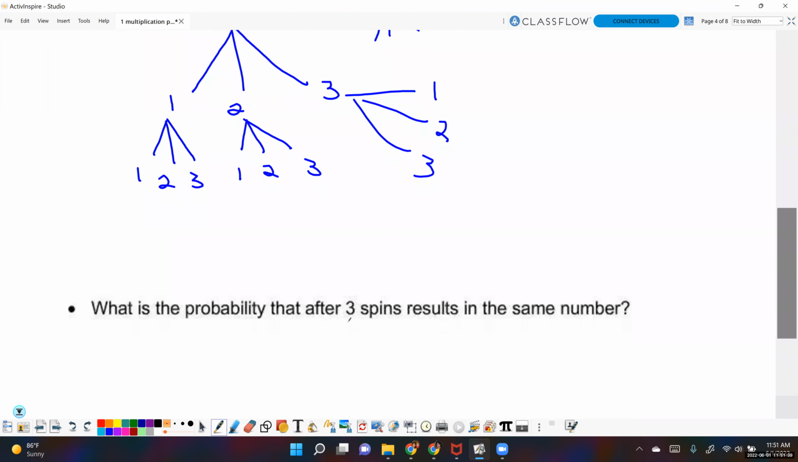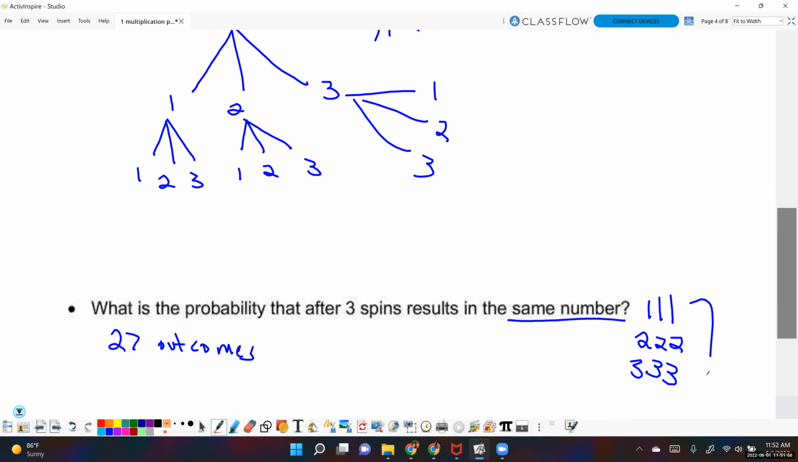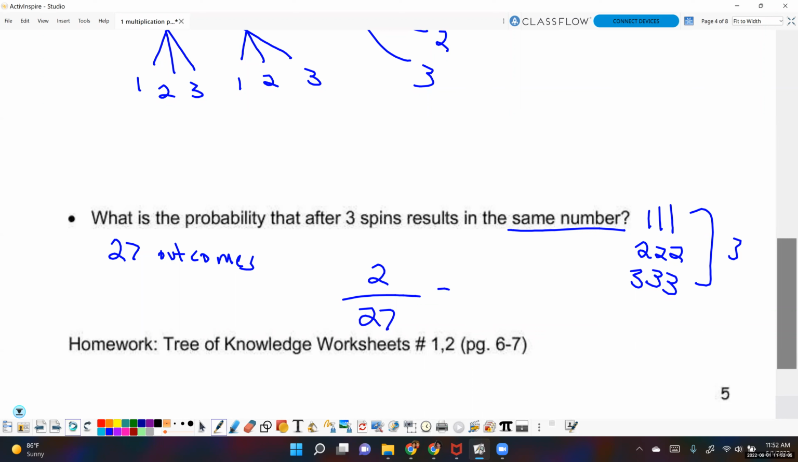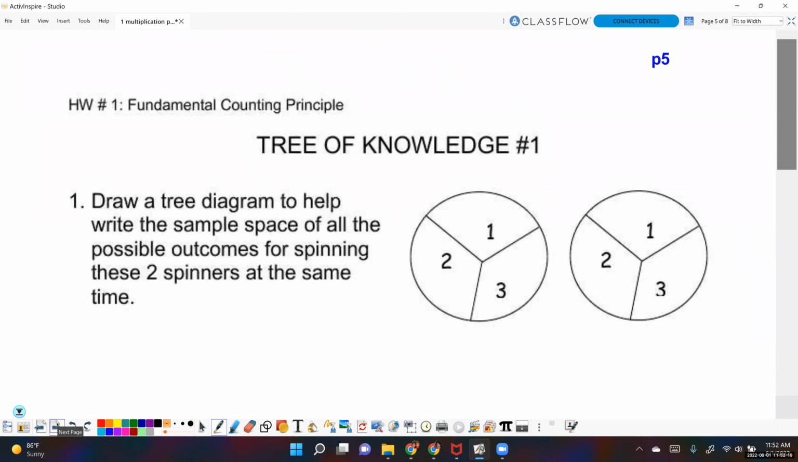What is the probability that after 3 spins, you get the same number? So I can look at my sample space, or I can think, all right, I know I have 27 outcomes. The acceptable outcomes, the same number, would be 1, 1, 1, 2, 2, 2, or 3, 3, 3. So there are 3 possible outcomes out of 27. Oops, I wrote a 2 there. That's not good. So 3 out of 27 is 1/9. Right, your homework tonight is to complete pages 6 and 7, and the answers will be posted online.